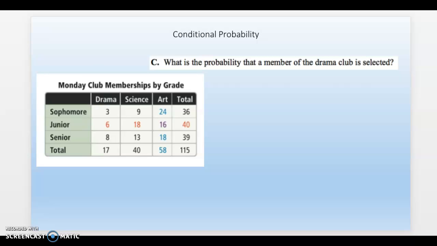Look at the next one. What is the probability that a member of the drama club is selected? All right, that's not conditional. They just want to know what's the probability of picking someone from the drama club. Well, here's the column of drama club, 17. 17 total people in the drama club out of 115. All right, that's 15%.